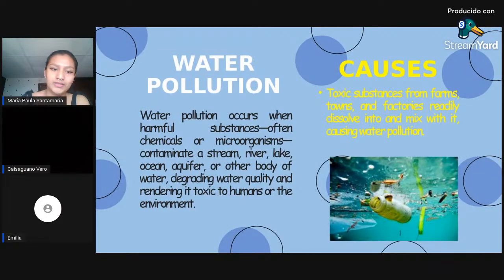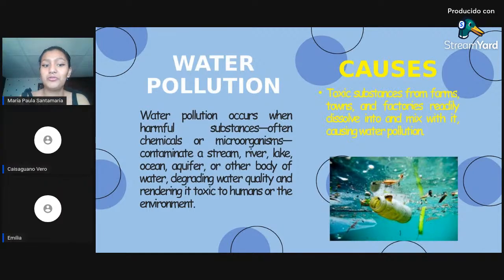The next one is water pollution. And what is water pollution? Water pollution occurs when harmful substances, often chemicals or microorganisms, contaminate a stream, river, lake, ocean, aquifer, or other part of water, degrading water quality and rendering it toxic to humans or the environment. The causes are toxic substances from farms, towns, and factories that readily dissolve into and mix with water, causing water pollution.